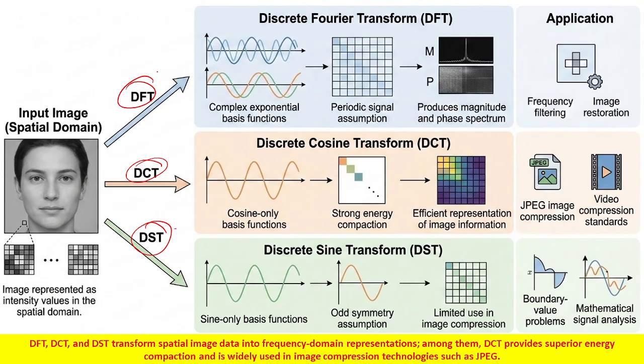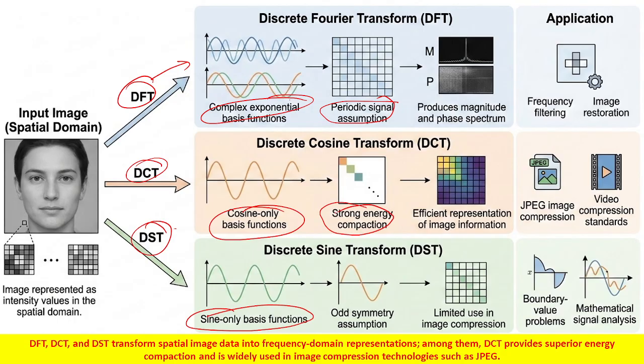In DFT, we all know that we are using complex exponentials as the basis function. In DCT, we are talking about cosine-only basis functions, and in the discrete sine transform, sine-only basis functions. In DFT, we consider that the signal is periodic. In DCT, there is strong energy compaction, and DST assumes that there is odd symmetry in nature.